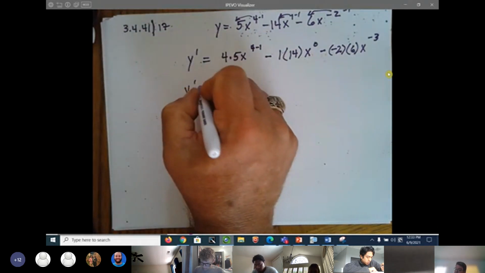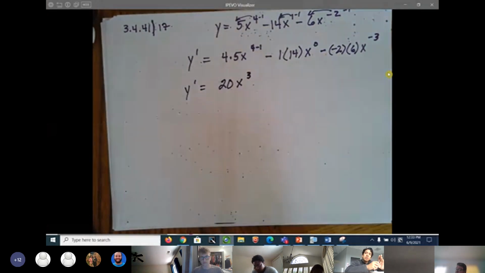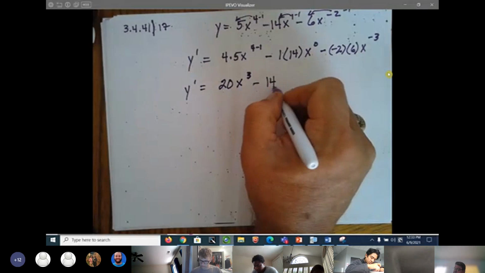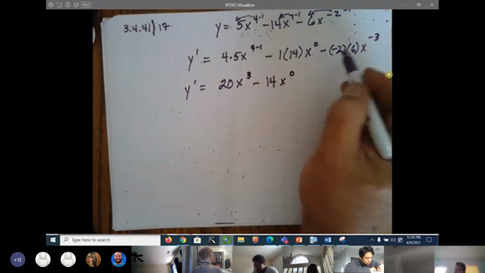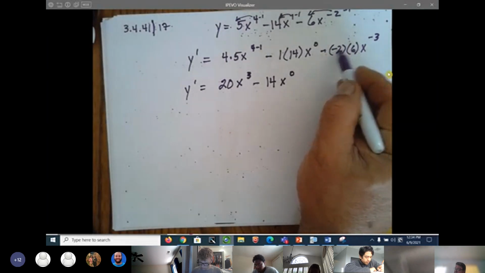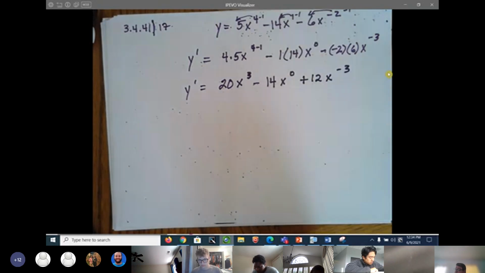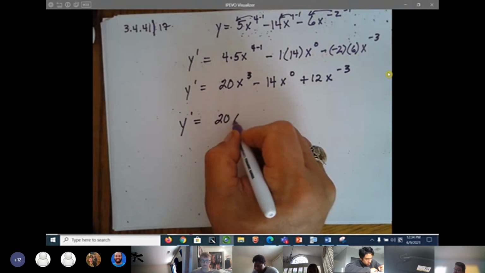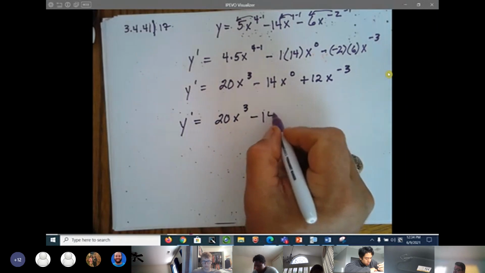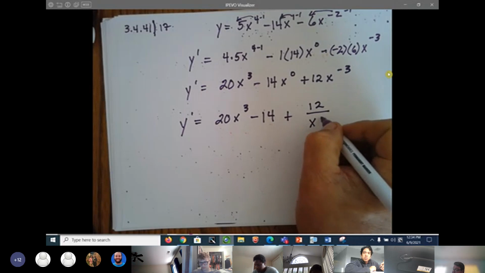And y prime is equal to 20 x to the third minus 14 x to the 0. Be careful here. You got negative and a negative 12. That's a positive 12 x to the negative 3. So your final answer is y prime is equal to 20x cubed minus 14 plus 12 over x cubed.